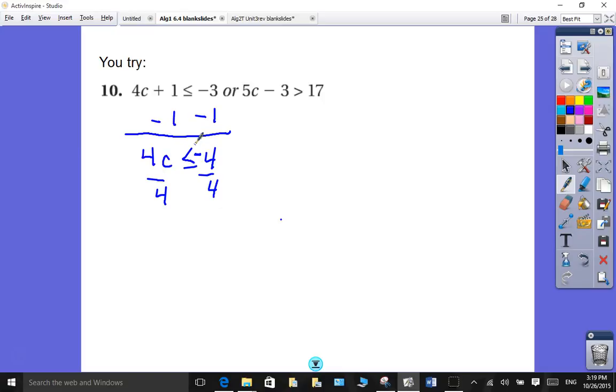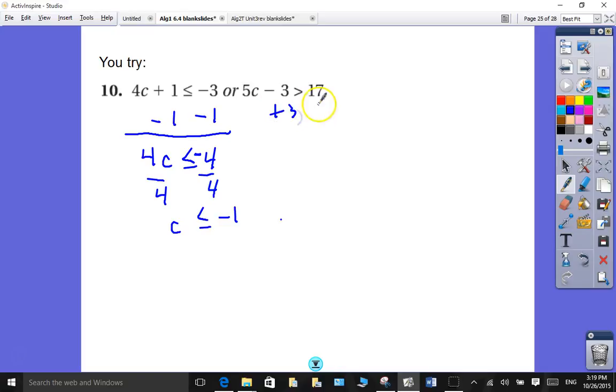The answer is no, right? It's not just because there is a negative 4 in the problem. It's because you are dividing by a negative. That's when you flip. But we're not dividing by a negative. We're dividing by a positive. So don't flip the symbol. Right, c is less than or equal to negative 1.